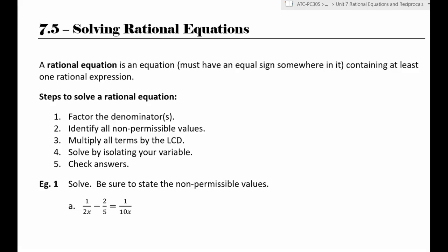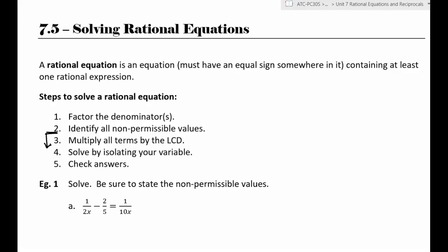The steps in general to solving a rational equation are you need to factor your denominators just like you would previously. You have to identify all your non-permissible values. Again, nothing new about that. And so we're really introducing a new idea when we get to step 3. Instead of finding the lowest common denominator and then making sure that we actually achieve that, we're just going to multiply the entire equation by that lowest common denominator in order to cancel out the denominators.